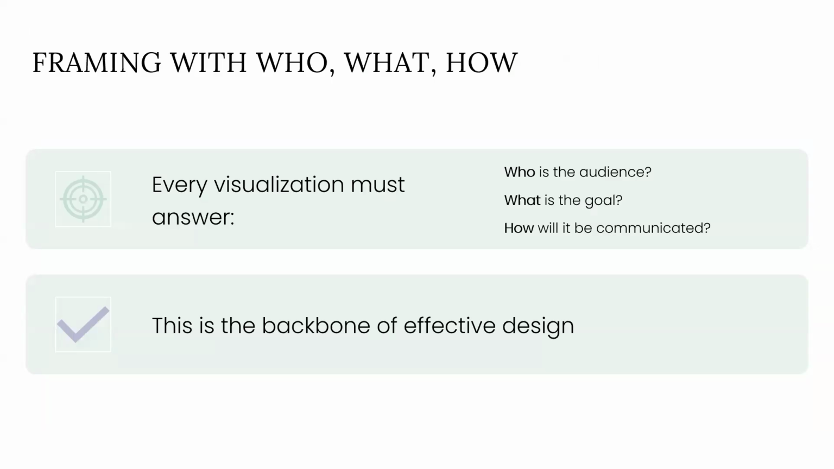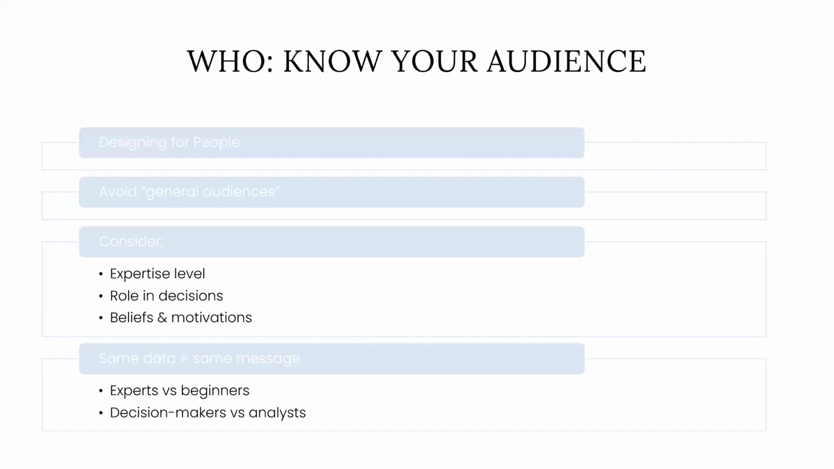Context can be structured through three fundamental questions: who, what, and how. These questions form the backbone of effective visual communication. Every active communication has an audience, and clarity begins with specificity. We should avoid vague or generalized audiences. Trying to speak to everyone at once results in communication that resonates with no one in particular. Effective communication requires a clearly defined audience with identifiable needs, goals, constraints, and perspectives.